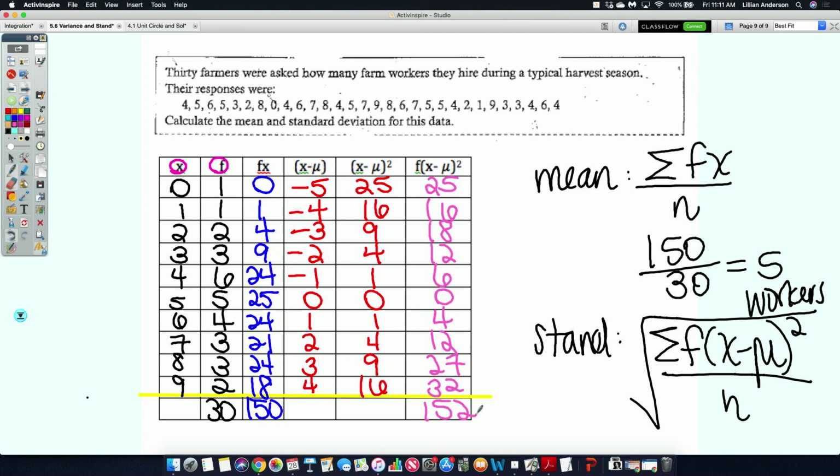So then to find my standard deviation, which I'll do real small over here, it's going to be 152 divided by 30, and then we're going to take the square root of that. Now at this point, considering that we are going to be using our calculators in the next few seconds, go ahead and pull your calculator out, divide 152 by 30, and then take the square root, so we can find our standard deviation of workers.